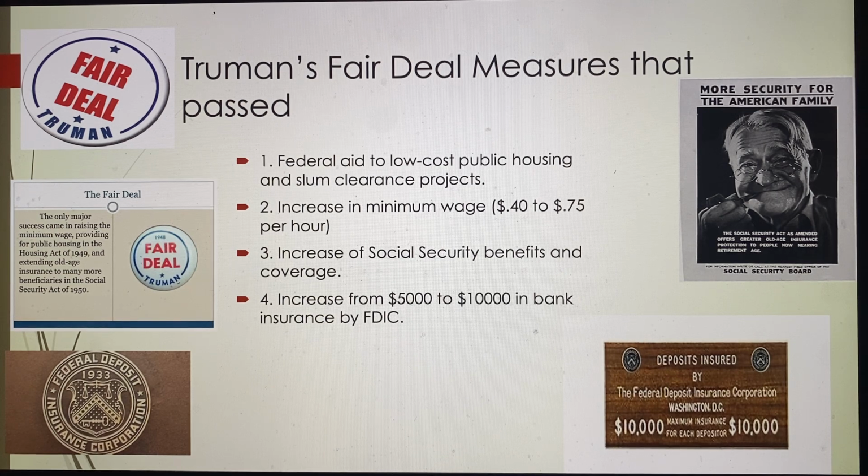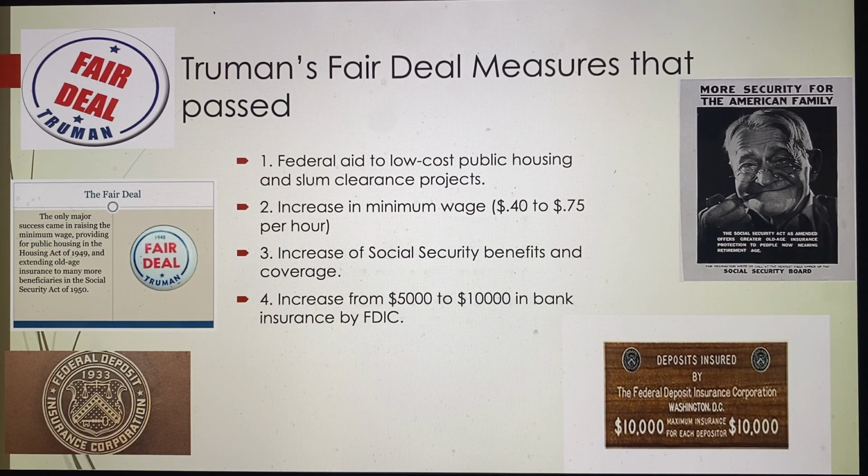So when we look back about what's the minimum wage now, we're talking about 12, 13, 14. I'm not sure what the dollars are, but back then, the minimum wage was 40 cents and he raised it to 75 cents an hour. And he also increased the Social Security benefits, for people that are retired. As they put into their Social Security, you'll get your Social Security later. And he also increased the FDIC, the bank insurance, from $5,000 to $10,000 in the bank.